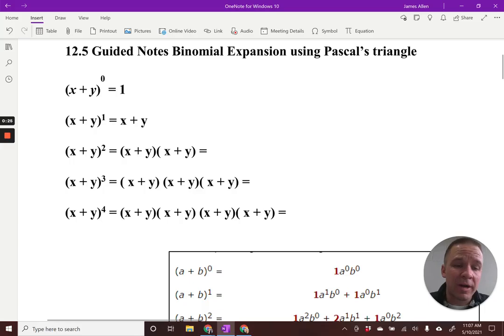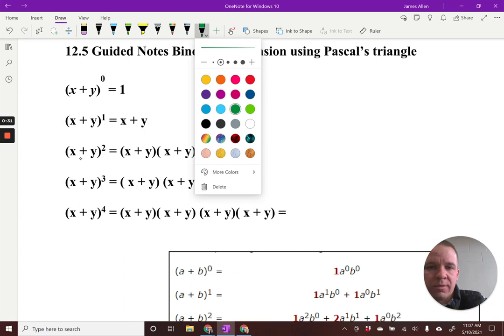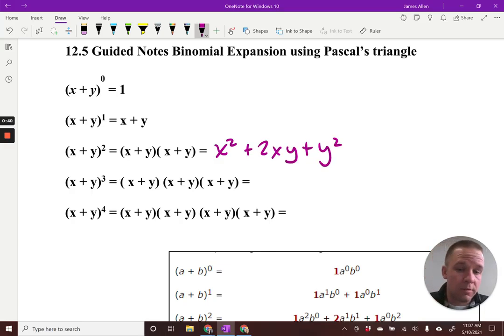Now, if we have x plus y to the second, don't forget you need to FOIL this, right? Don't make me upset and just distribute your exponent. That's incredibly wrong. You'd have x squared plus 2xy plus y squared, okay? Because I'd have xy and xy gives me 2xy.